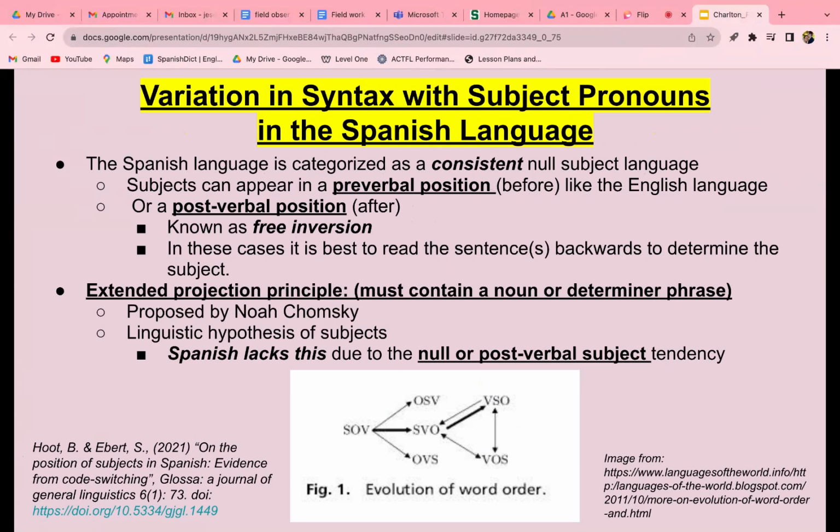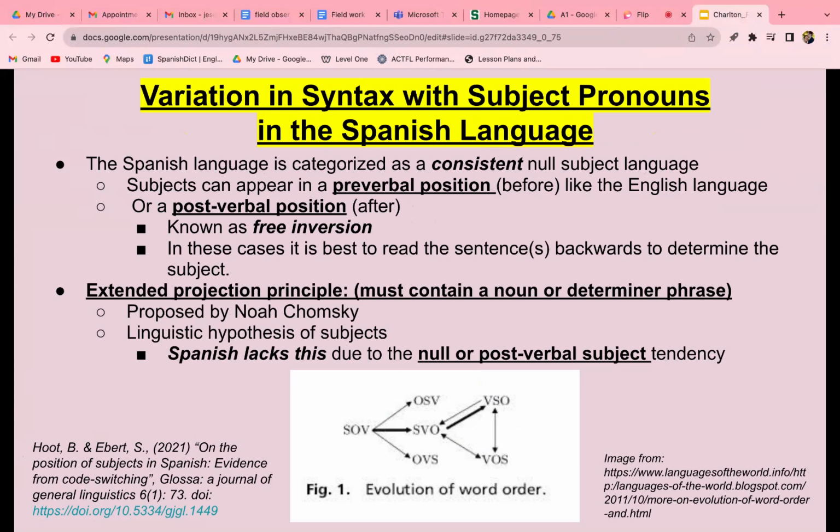They can go after. And I teach my students that if the subject is after the verb, it's best to read it backwards, because a lot of times they'll start panicking. I don't know who it's talking about. I don't understand the sentence. I can't do it. But if you read it backwards, I teach them, especially in sentences where we're talking about likes and dislikes: Me gusta el chocolate. If you read it backwards, chocolate, it's pleasing to me. I like chocolate versus I like chocolate.